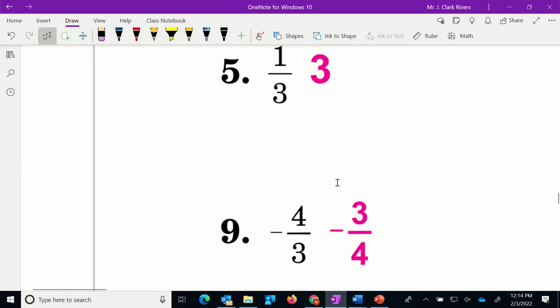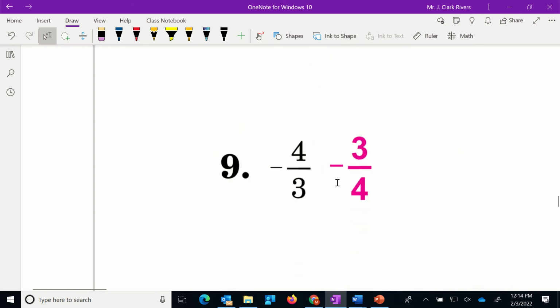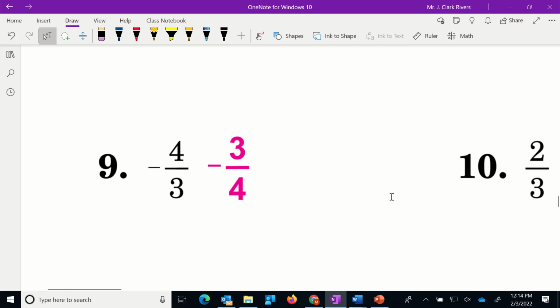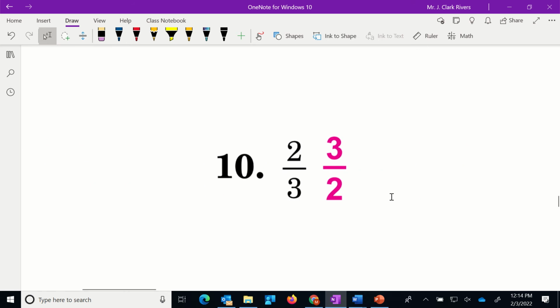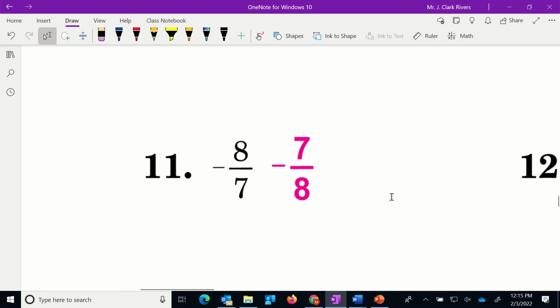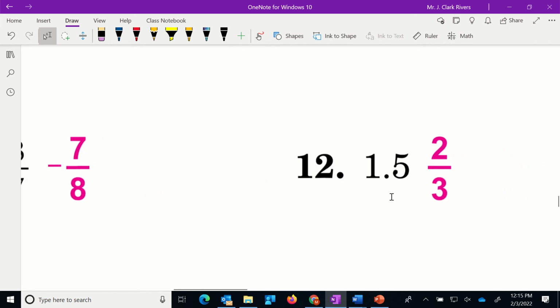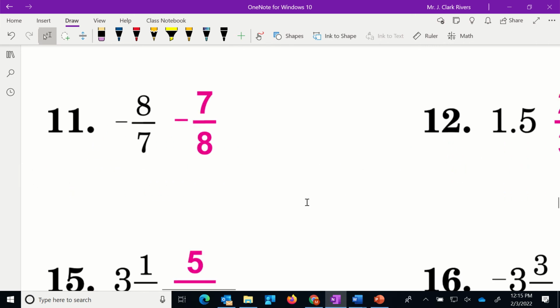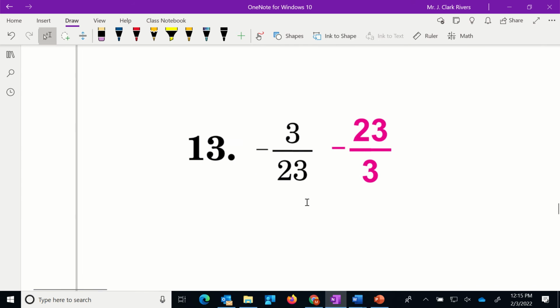Number 9 is negative 3/4. Number 10 is 3/2. 11 is negative 7/8. We already talked about that. 12 is 2/3. We already talked about that one. On to the next row.